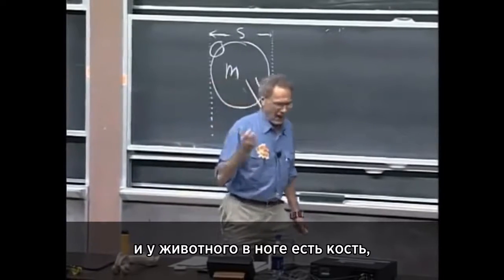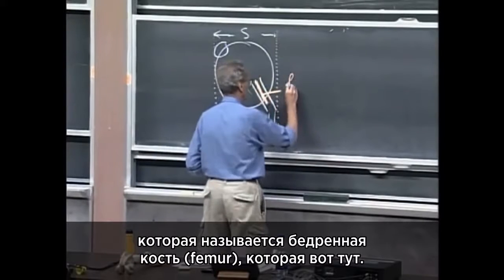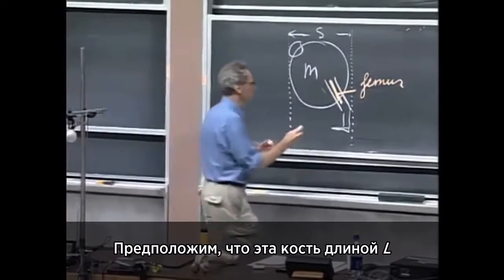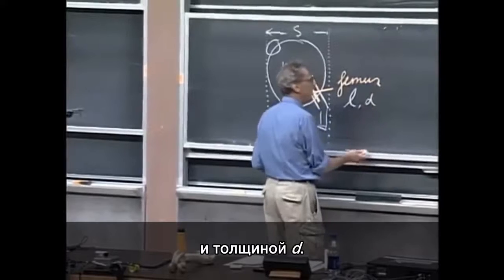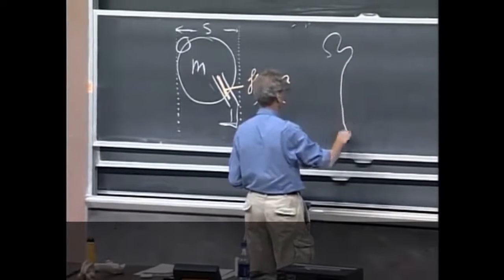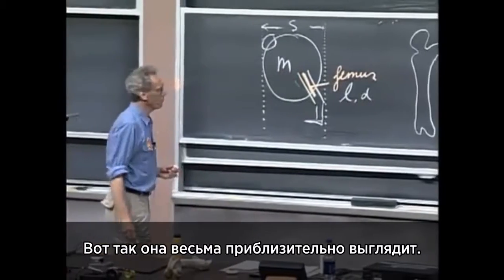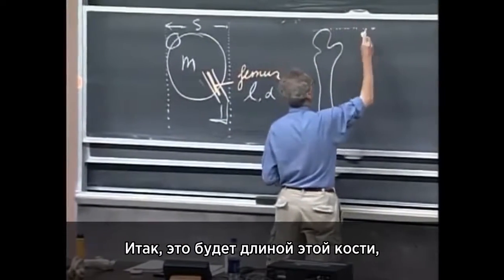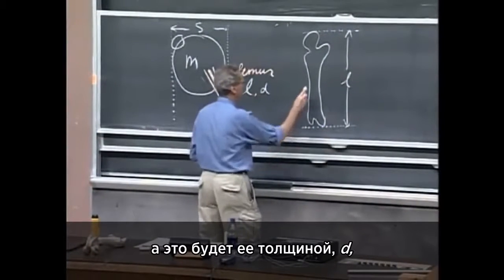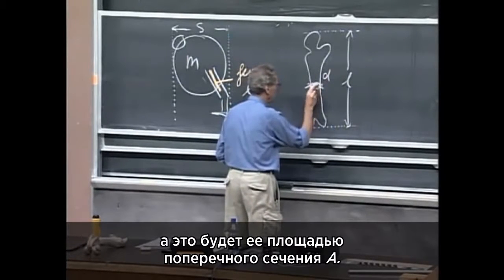And this mammal has a thigh bone, which we call the femur, which is here. And the femur, of course, carries the body to a large extent. And let's assume that the femur has a length L and has a thickness D. Here is a femur. This is what a femur approximately looks like. So this would be the length of the femur, and this would be the thickness, D, and this would be the cross-sectional area, A.